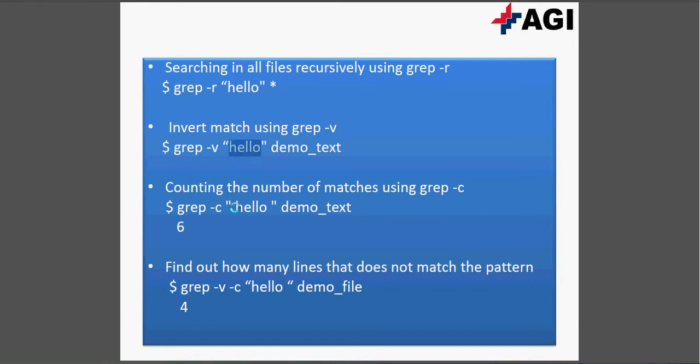And I can use grep to count the number of matches, and for that I use the option -c. And also I can use grep to find how many lines did not match the pattern. So I use the combination of the above two options, that is -v and -c.